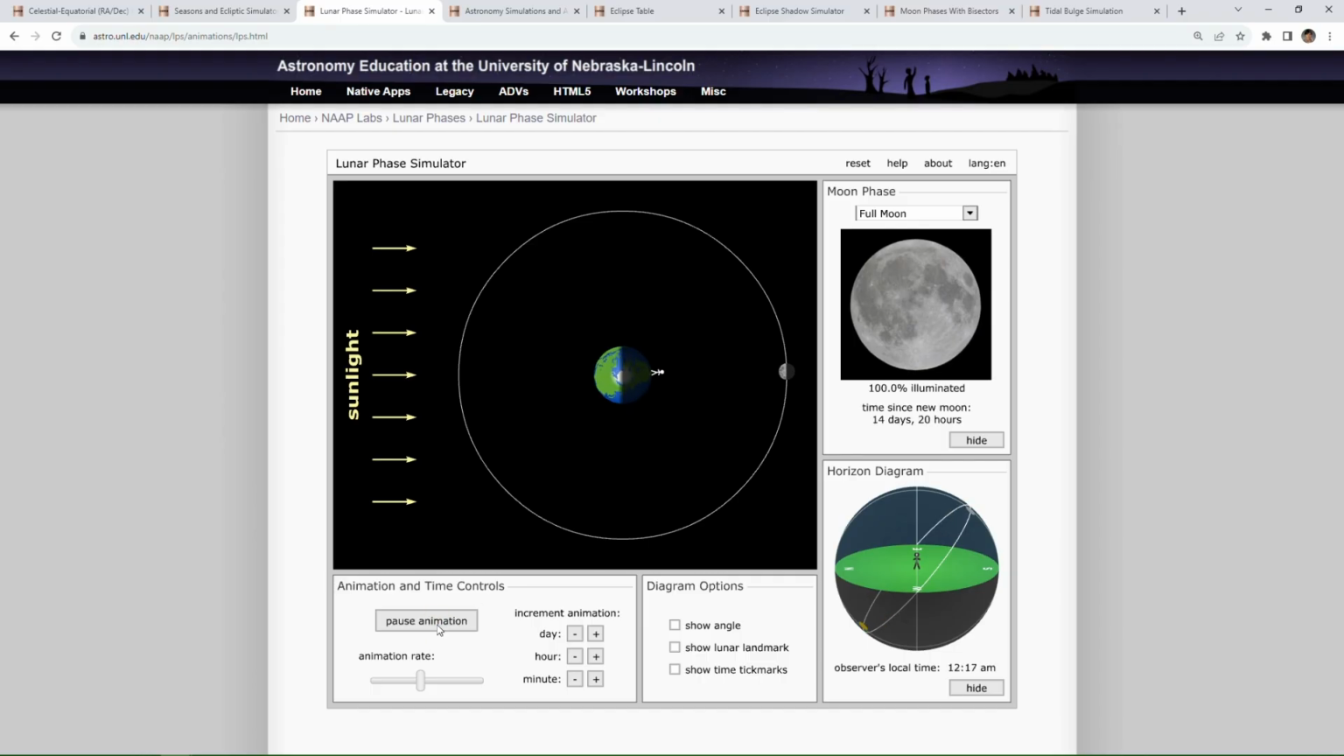And if we resume the animation, gradually you will see the waning gibbous. After a few days, the moon will become what we call the third quarter, right? And finally, the moon will become a waning crescent and become thinner and thinner.